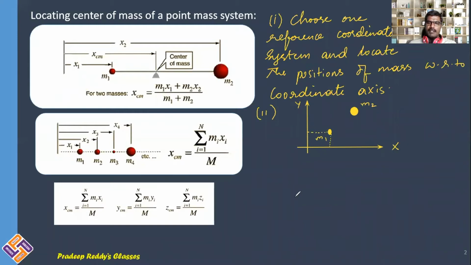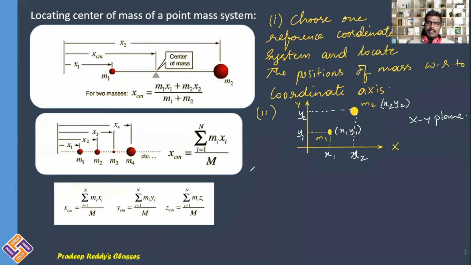I will be writing their coordinates as x1, y1. This position is x1, this position is y1. Similarly, m2 is located at some particular point, which is x2, y2. Along x-axis, its position is x2. Along y-axis, its position is y2. So step one is that you need to choose the reference coordinate axis, and taking that reference coordinate axis, you need to locate their masses. After finding the coordinates, you will be just using this relation. See, these two masses are extended in xy plane. This is in xy plane.